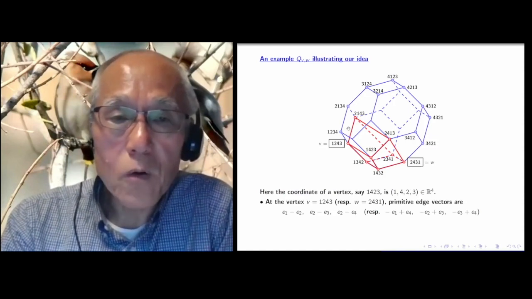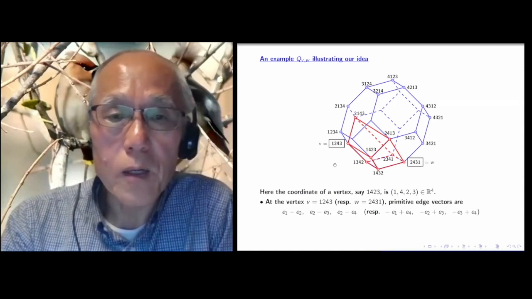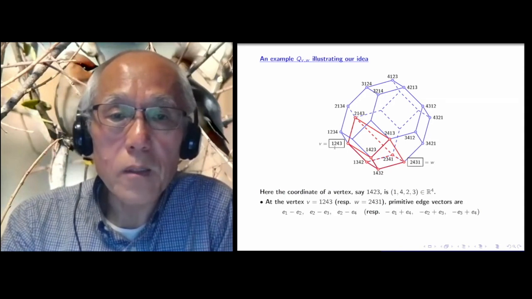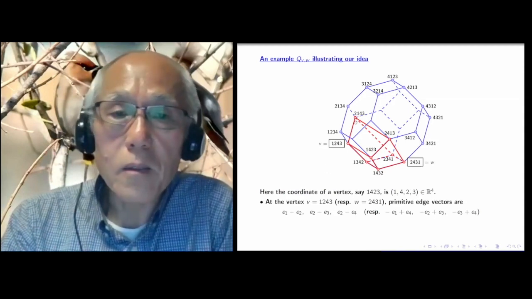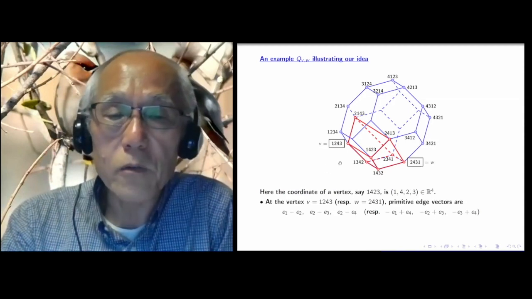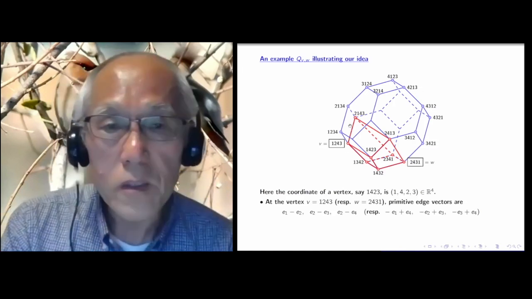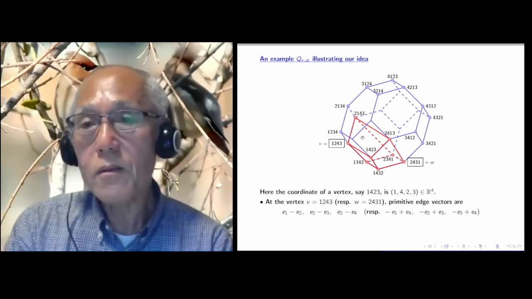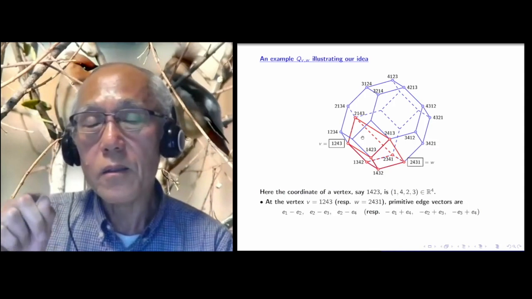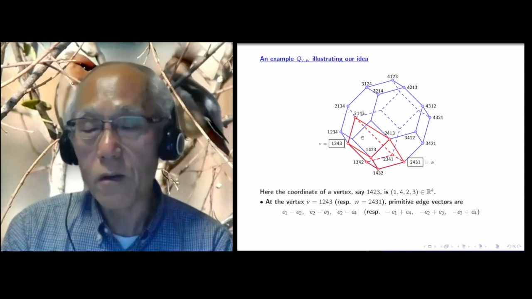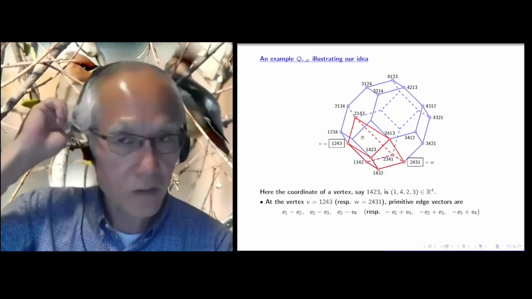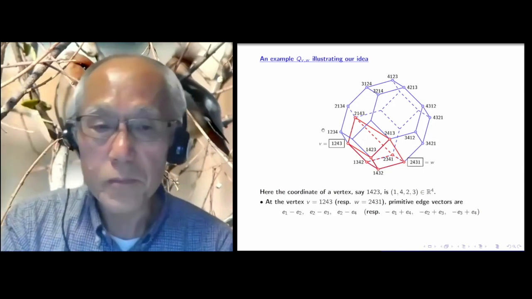The first coordinate is 1 because 2 minus 1, the second coordinate is 1 minus 2, that is minus 1, and 4 minus 4 is 0, 3 minus 3 is 0. So this direction is (1, -1, 0, 0). That's the direction vector, and also the primitive vector.